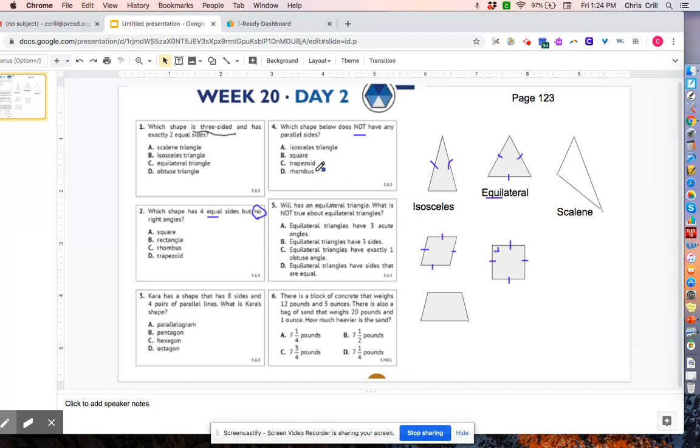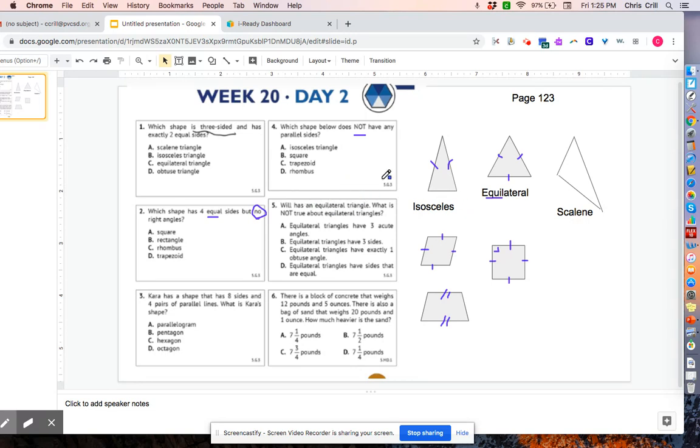Well, there's a rhombus. Rhombus has 2 parallel sides. There's a trapezoid that has at least 1 pair of parallel sides. So this side and this side are parallel. We know a square has 2 parallel sides, and an isosceles triangle, well, there it is, and I don't see any parallel sides.